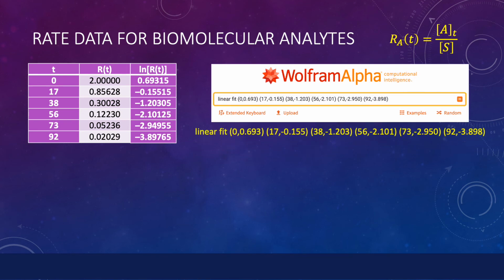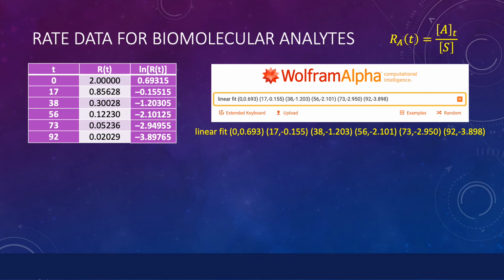In Wolfram Alpha, what you would end up doing is typing out a phrase that says linear fit, and then you would give the coordinates of each of the points. Again, you're using the purple boxes in that table, so the time would go first and the number in the far right column would go second. So you can see that each of these points has been entered in here for Wolfram Alpha.